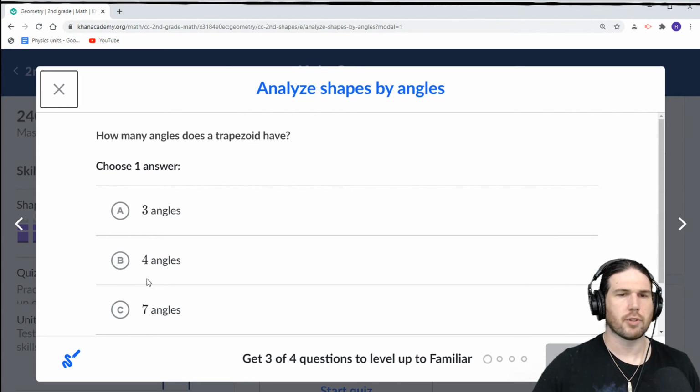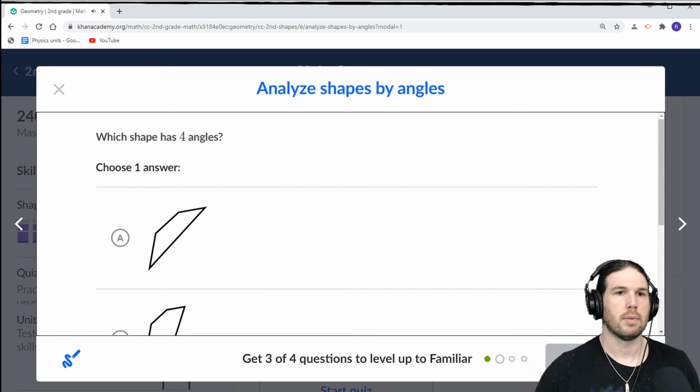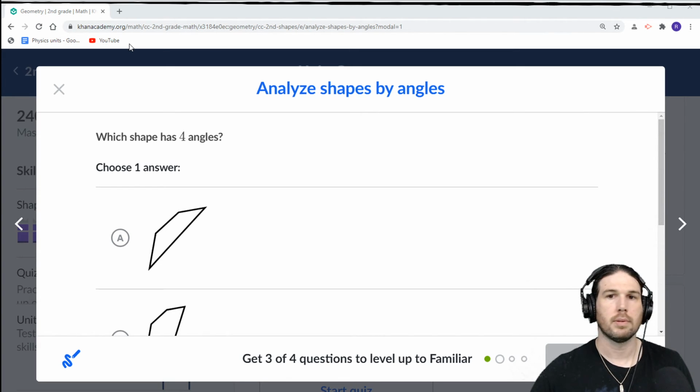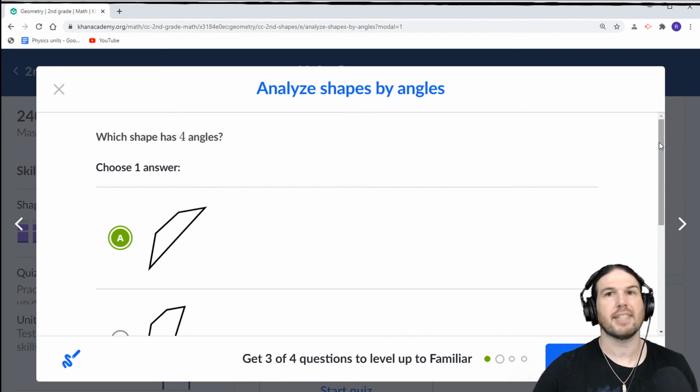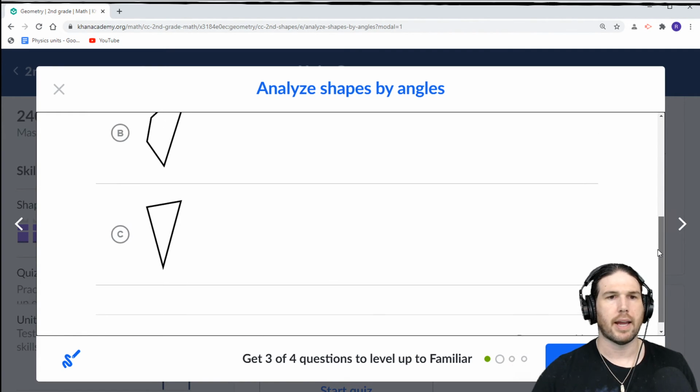How many angles does a trapezoid have? That is 4 angles. Which shape has 4 angles? Again, all you got to do is count. That's all. Which shape has 4 angles? That looks like it has 4, but let's check the others as well. 1, 2, 3, 4, 5, and 1, 2, 3.